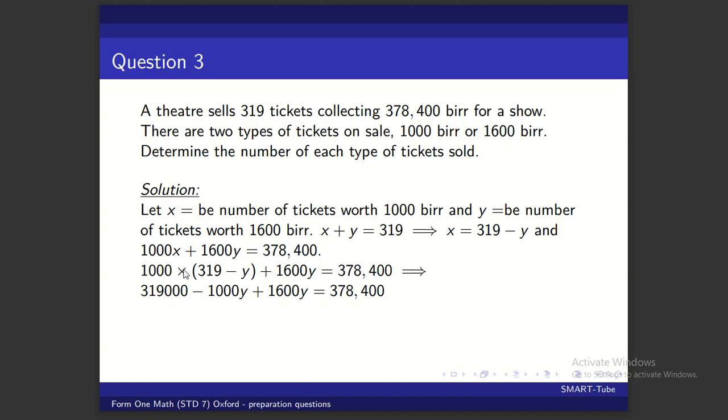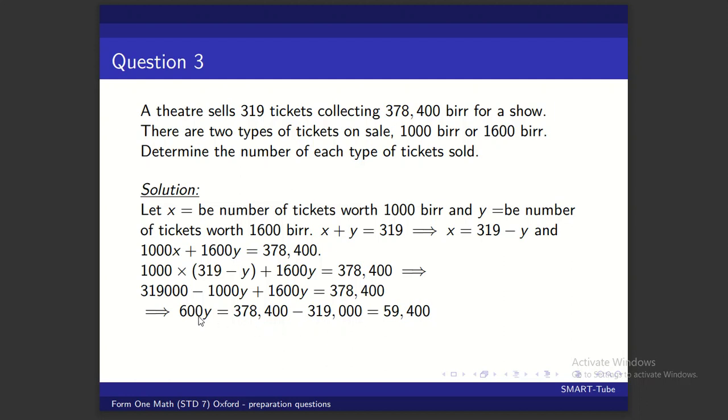Multiplying everything in the bracket by 1,000 gives you 319,000 minus 1,000y plus 1,600y equals 378,400. Now these are like terms, so let's take this to this side because we are looking for like terms here. 1,600 minus 1,000 is 600y, and if you subtract this one from this, you'll get 59,400.